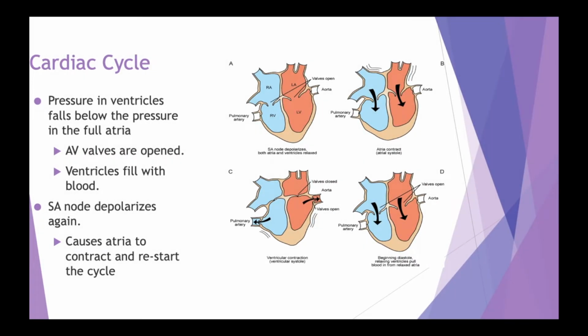Pressure in the ventricles falls below the pressure in the full atria. The atrioventricular valves are opened, the ventricles fill with blood, and the sinoatrial node depolarizes again, which causes the atria to contract and restart that cycle all over again.